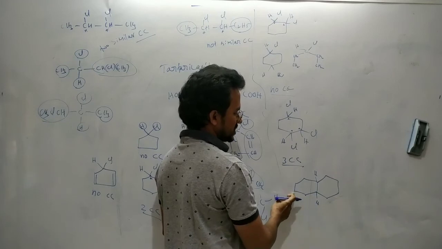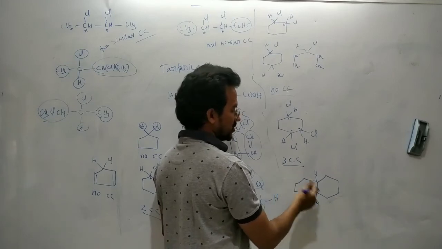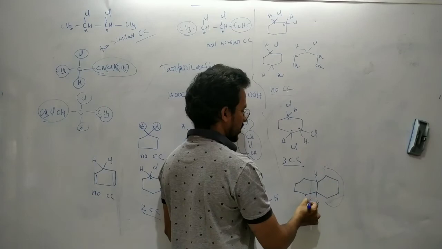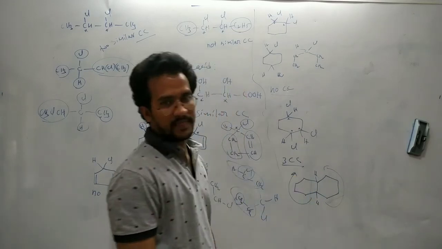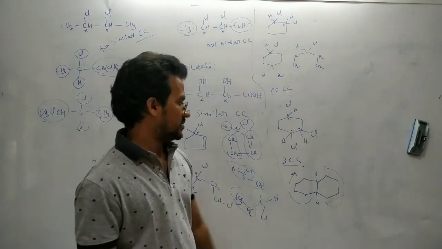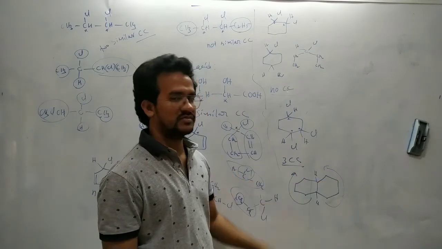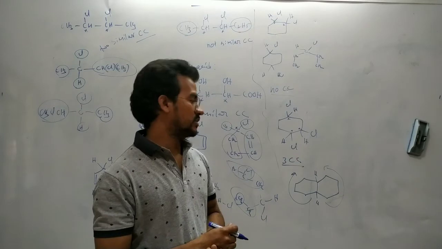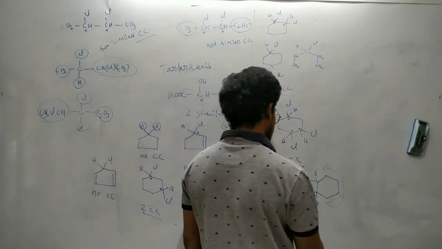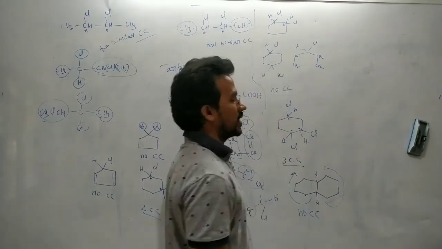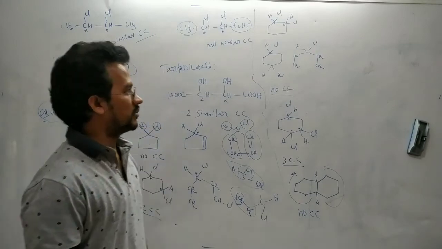Here CH2, CH2, CH2, CH2. That means on this side and on this side both groups are the same. CH2, CH2, CH2, CH2. On both sides the nature of the groups is the same. So this compound has no chiral carbon.